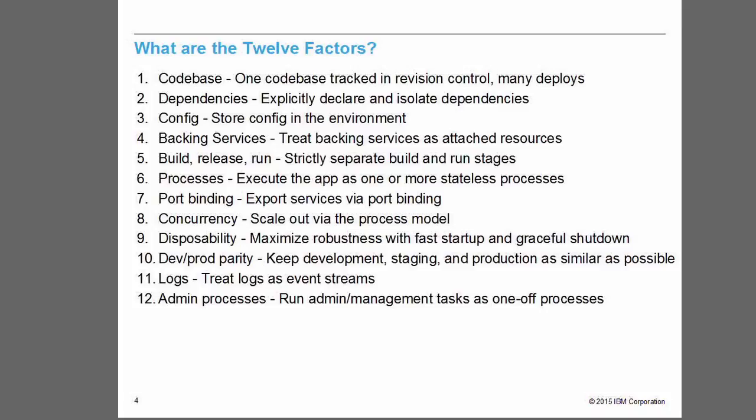Processes: what type of processes does an application need to be using? And port binding: mainly the services that are externally exposed, or how ports can be exposed using services. Concurrency: scale out is one of the key things in the concurrency model, so we're going to talk more about that. Disposability is the robustness of the application and how gracefully an application can be shut down when this factor is applied. Dev and prod parity.